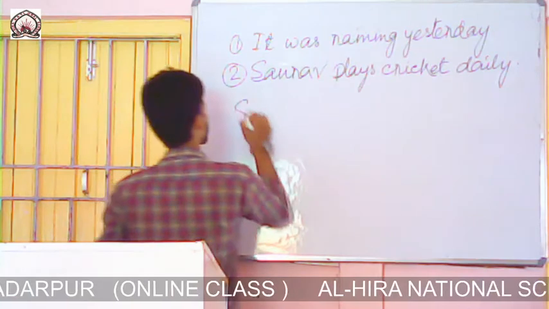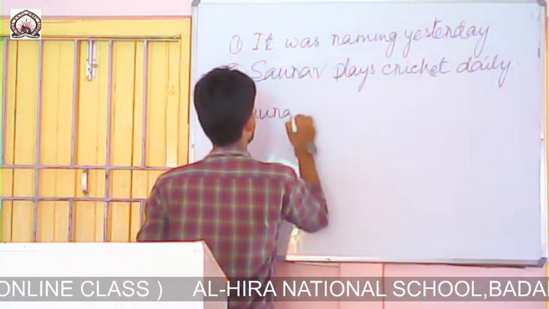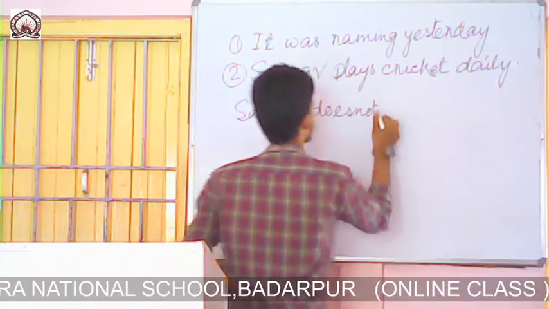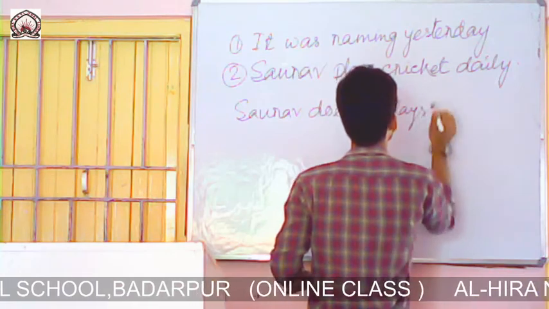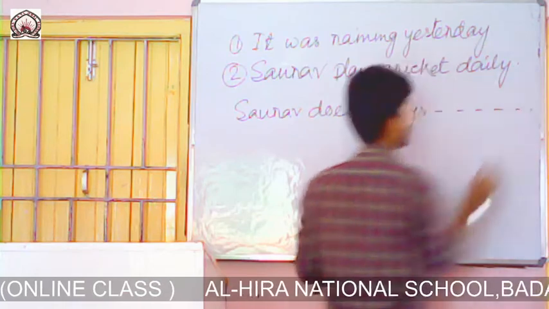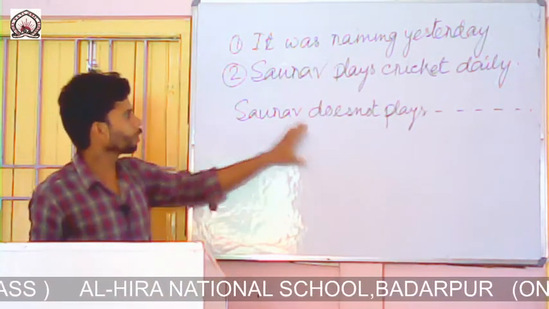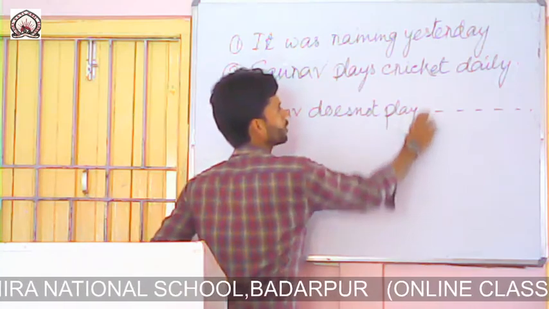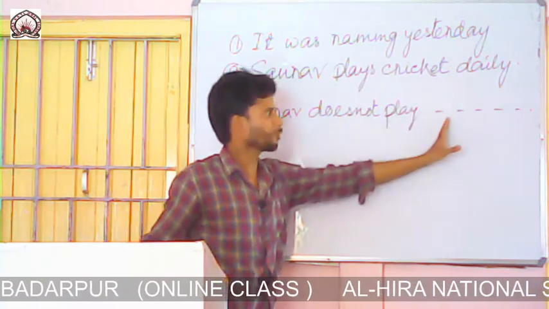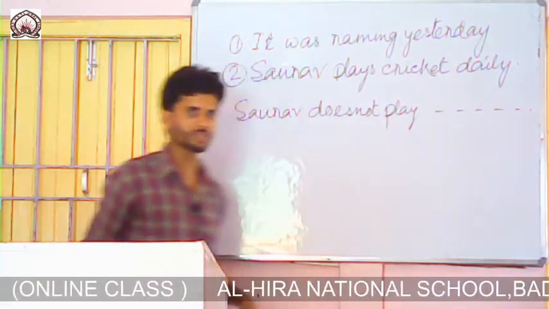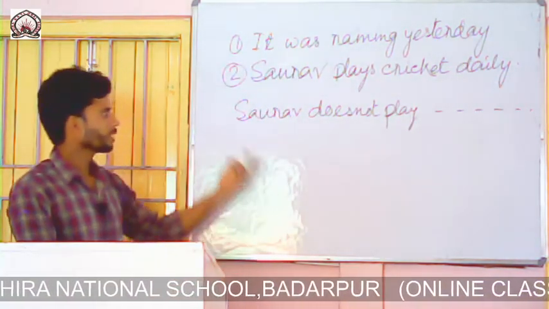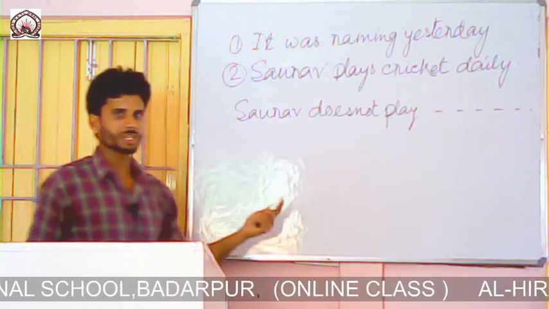Okay, I am writing it. Saurav does not play. You cannot write plays here now. Saurav does not play cricket daily. I have not written cricket daily. This part will remain same, nothing to change here. Saurav does not play cricket daily. So it has become what? A negative sentence.